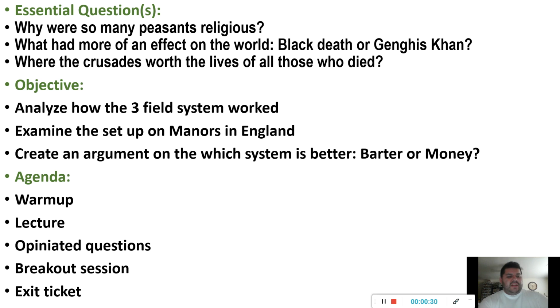Let's get started with the objective. Analyze how the three field system worked. We're going to examine the setup of manors in England. Now, manners and manors are two different things. Manners, like please and thank yous, are behavior. These are manors. These are buildings. We're going to talk about that in a little bit. You create an argument on which system is better, the barter system or straight money. We'll talk about that later on.